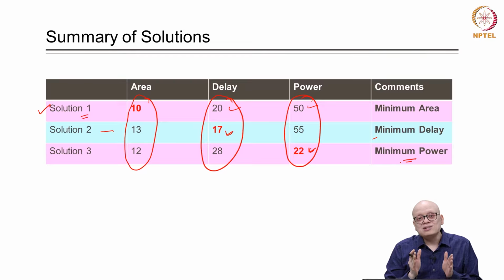So, the task of the mapper is to choose a mapping solution, or produce a mapping solution, which meets its objective, meaning whether it is trying to minimize area, minimize delay, or minimize power. So, this example basically illustrates the opportunities and the challenges of technology mapping.